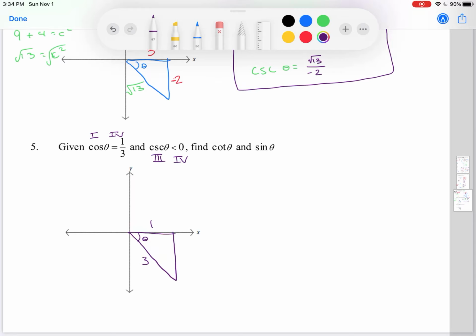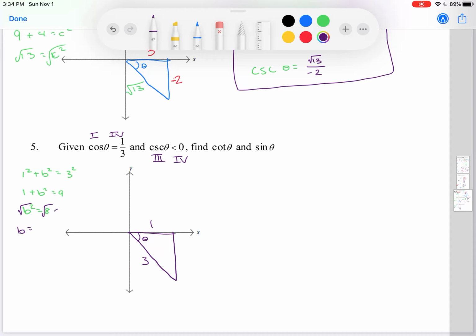Draw your triangle, label your theta. Go back to our cosine. Cosine is adjacent over hypotenuse. So my adjacent side is 1, hypotenuse is going to be 3. I don't need to worry about any negatives on that one because cosine was positive to begin with, and it does match up with my sides.